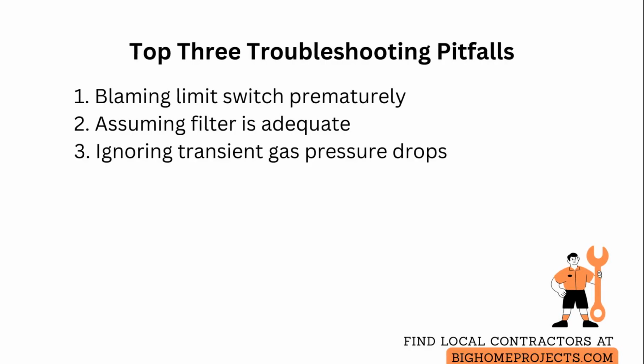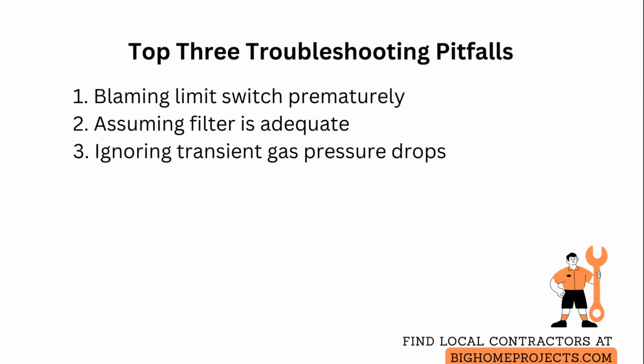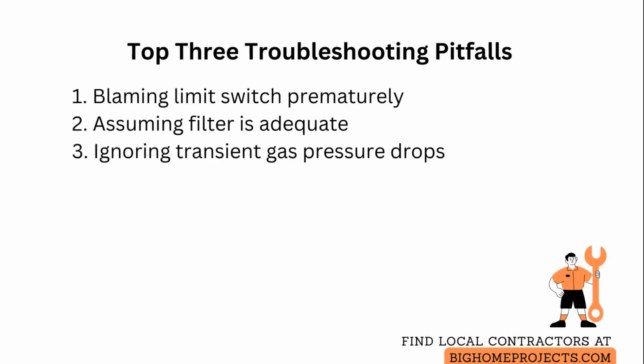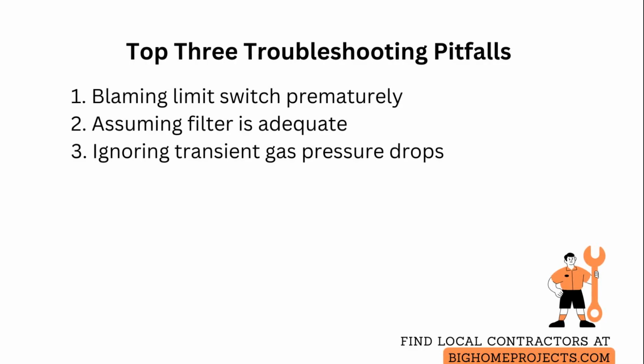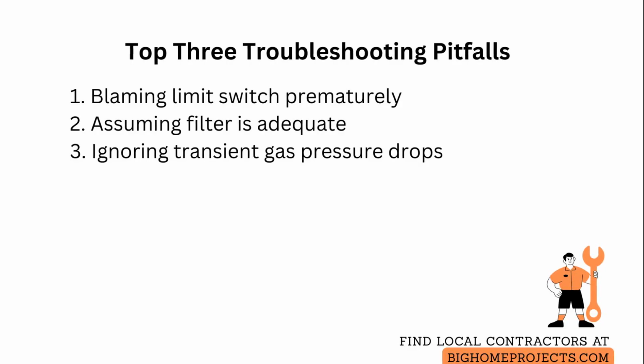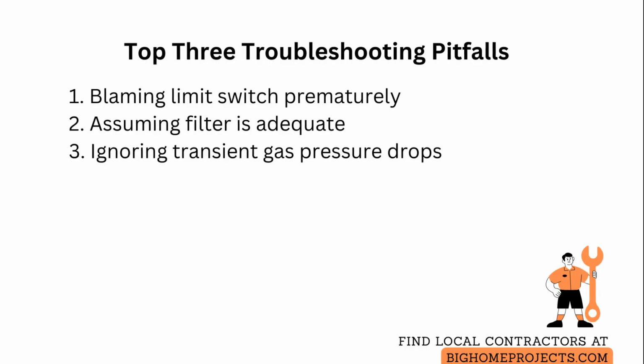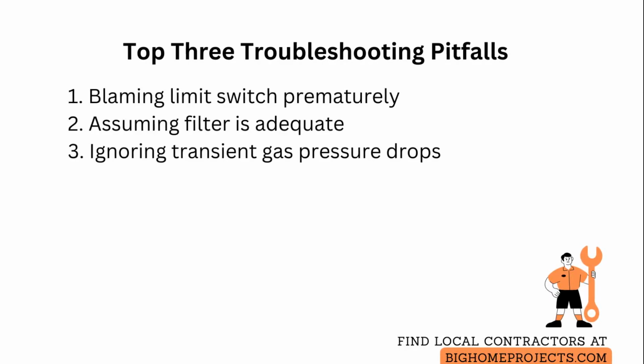If you assume a filter is fine based only on visual inspection, pull it out and compare pressure drop or replace it temporarily to confirm airflow increases. If you ignore transient drops in gas pressure that occur during the call for heat, install a pressure gauge and record while the unit cycles or observe for regulator chatter. If pressure falls, trace upstream for shared loads or undersized piping.